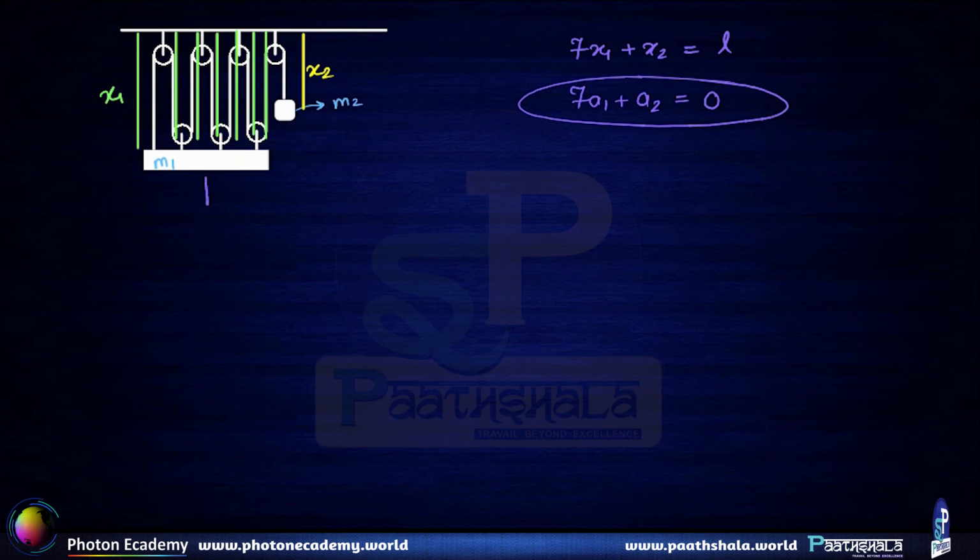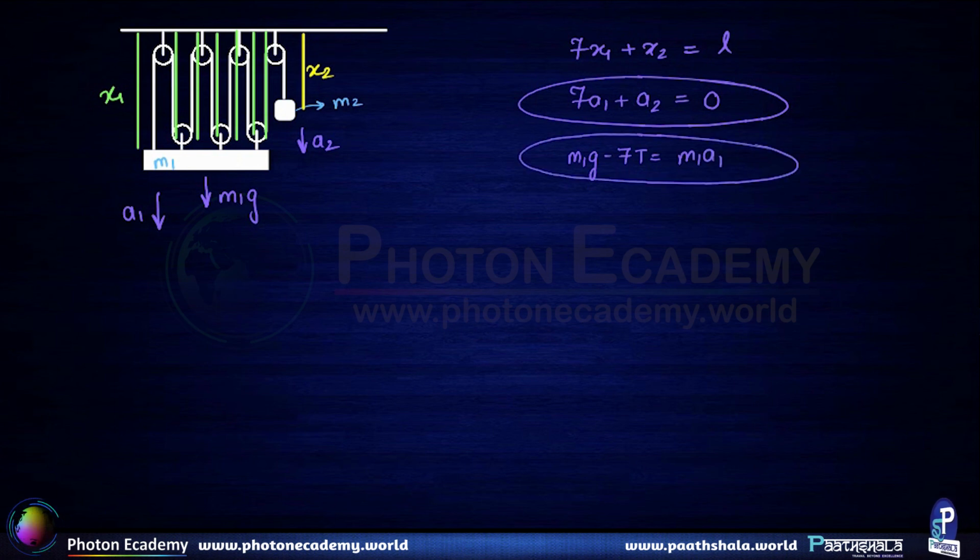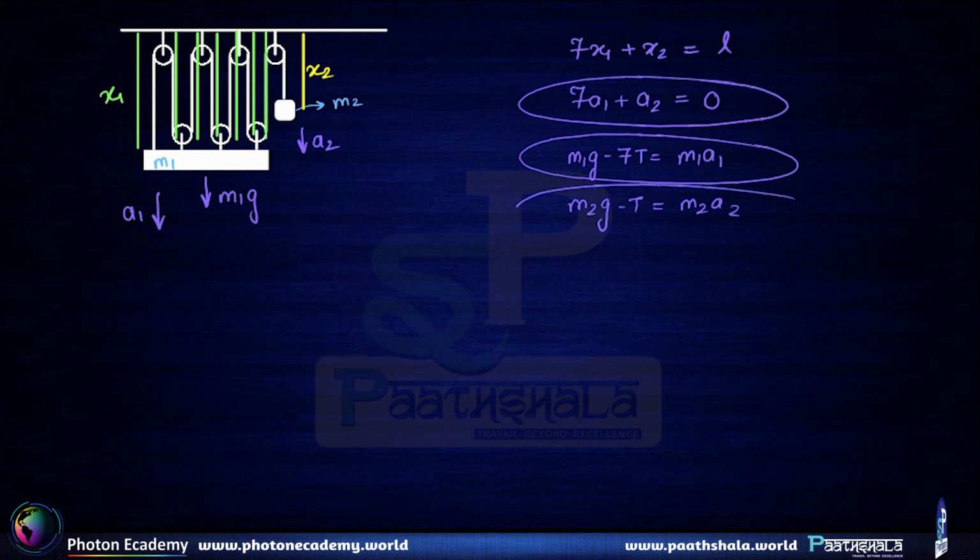For the mass m1, m1g is acting in the downward direction, 7t is acting in the upward direction, and the acceleration a1 happens to be over here. Here the acceleration a2 happens to be there. So m1g minus 7t is equal to m1a1. And for the mass m2, we can write down m2g minus t is equal to m2a2. So solving these 3 equations, we can get the answer for the 3 unknowns a1, a2 and t.